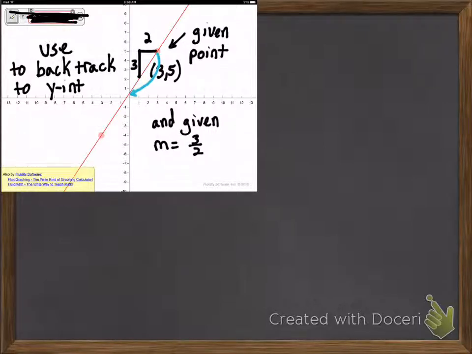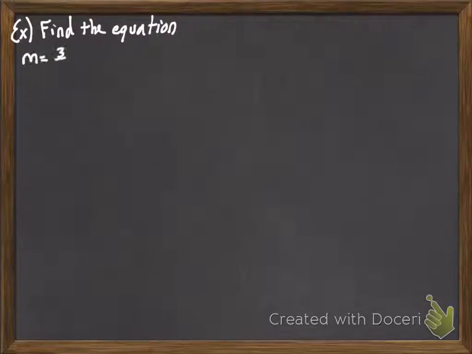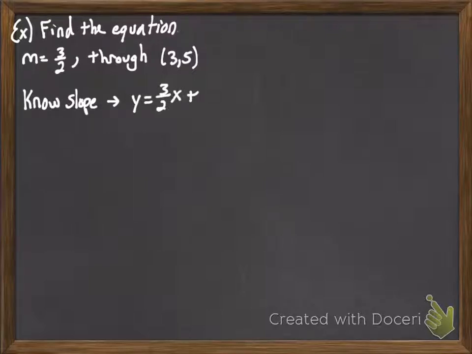So we're going to first look at the situation where we're given a point and the slope. Now the point we're given is not the y-intercept itself, but we can use the slope to backtrack along that line until we actually find the y-intercept. And so let's consider this actual problem. I want to find the equation of the line that has a slope of 3/2 and goes through the point 3,5. So we know the slope, so we can go ahead and plug that into our formula.